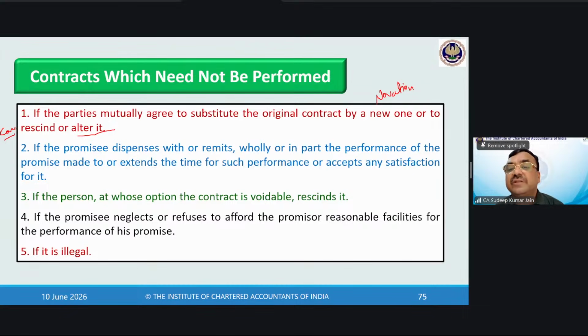Sir, what is the difference between novation and alteration? Novation and alteration: first difference, novation can be between the same parties or different parties, but alteration is between the same parties. In alteration, only some terms are changed, but in novation, a major part can be changed. Impossibility of performance: first and third point.